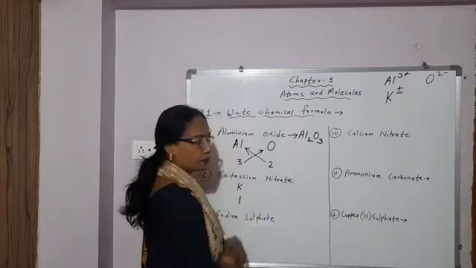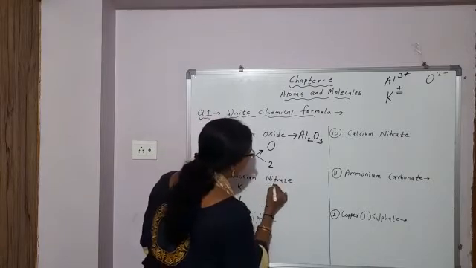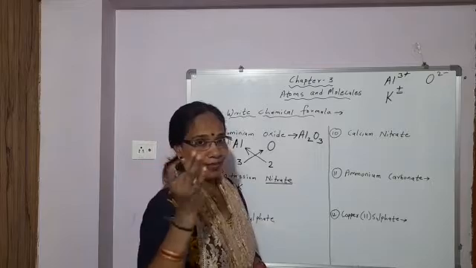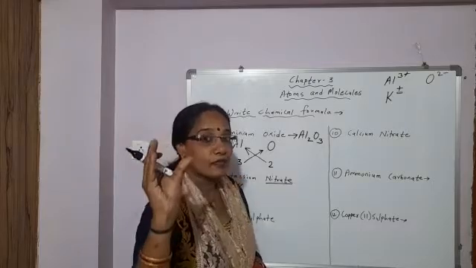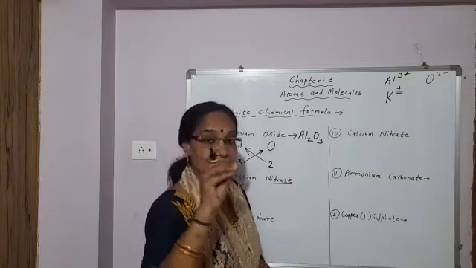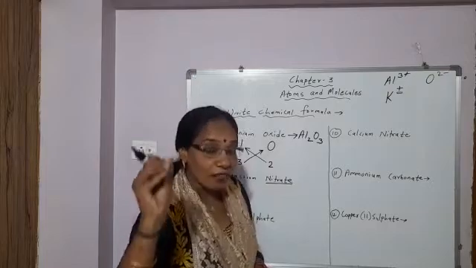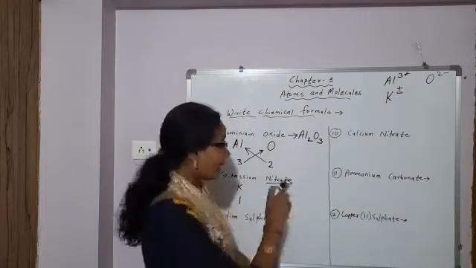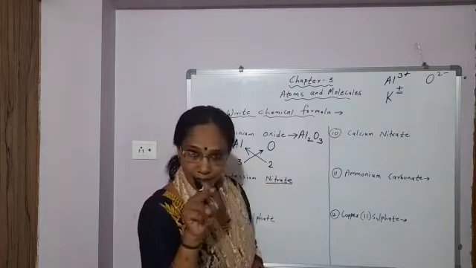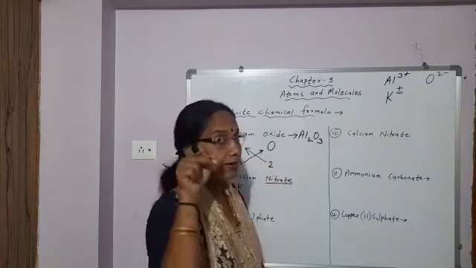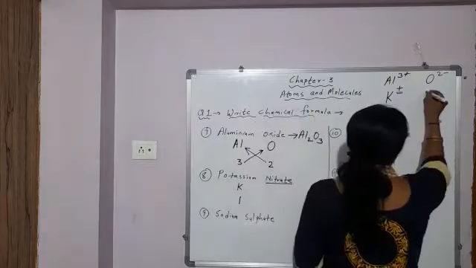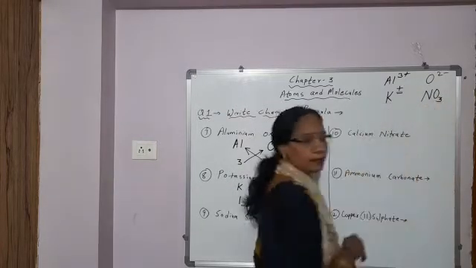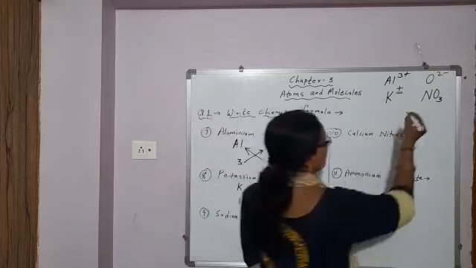1. Next, nitrate. When the ending is ate, it is a group of atoms with negative charge. It is a polyatomic ion. And nitrate means nitrogen is there, along with that, oxygen. Remember in that way. So what is formula of nitrate ion? Capital N, capital O, 3. NO3 minus.